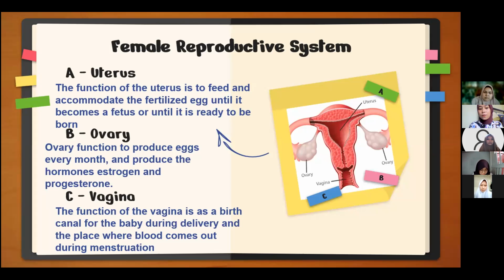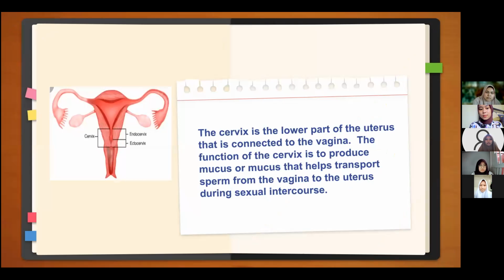B. Ovary. Ovary function is to produce egg every month and produce the hormone estrogen and progesterone. C. Vagina. The function of the vagina is a birth canal of the baby during delivery and the place where blood comes out during menstruation. Cervix. The cervix is the lower part of the uterus that is connected to the vagina. The function of the cervix is to produce mucus that helps transport sperm from the vagina to the uterus during sexual intercourse.